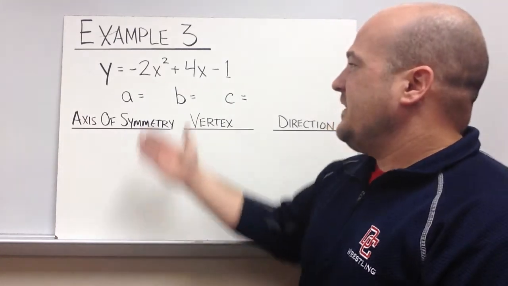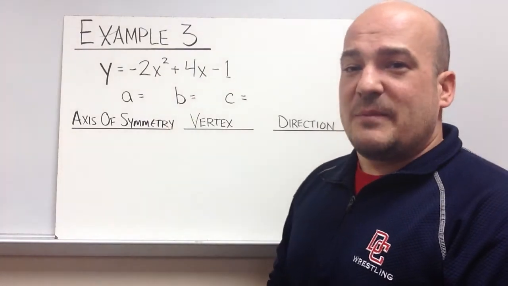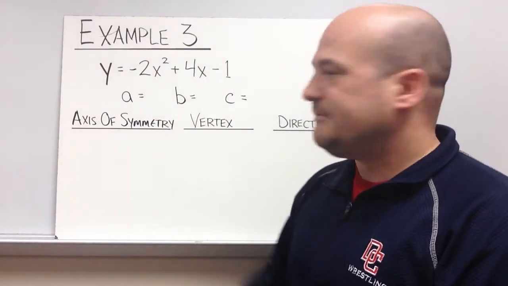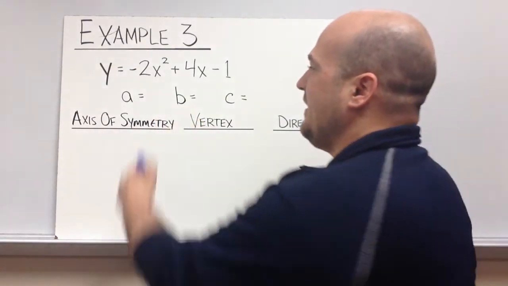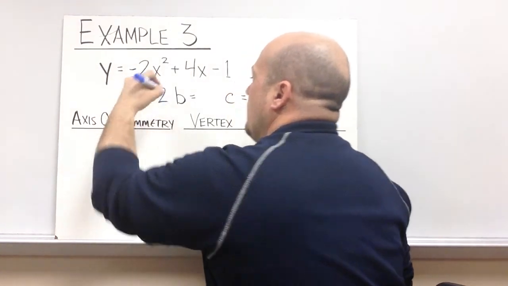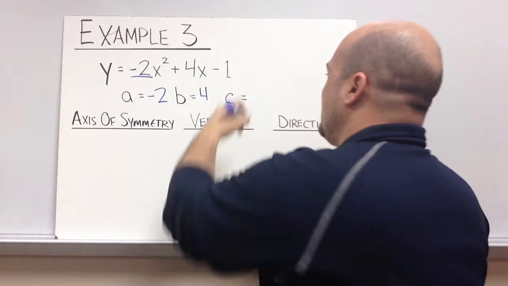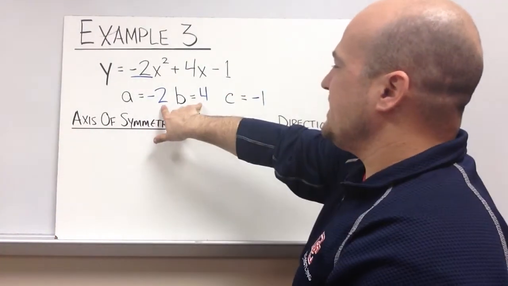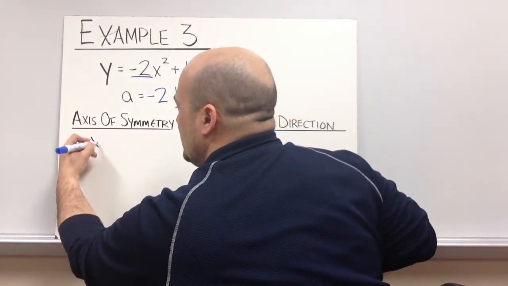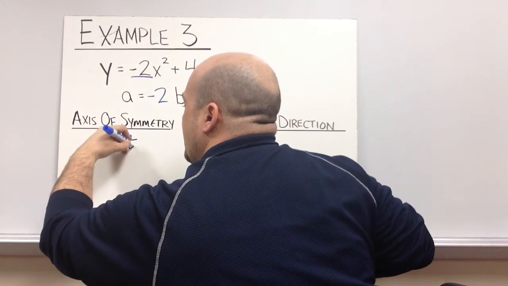Here we go. This is a quadratic equation. I know that because I've got an x squared as one of my terms. Okay, so it's going to be a parabola, it's going to be a curve. My A, the number in front of my x squared, is negative 2. My B is 4. My C is negative 1. I need this information to help me find my axis of symmetry. My axis of symmetry is x equals the opposite of B over 2A.